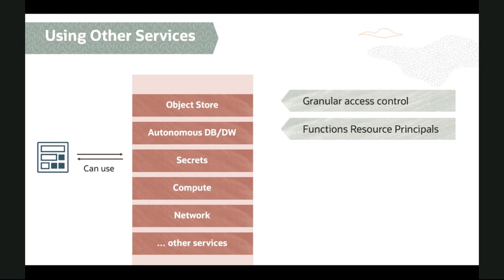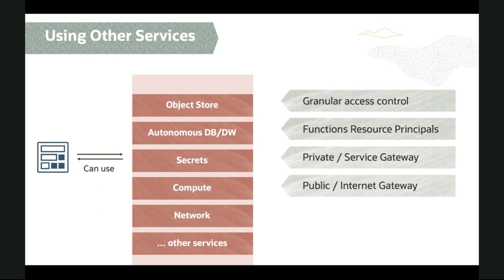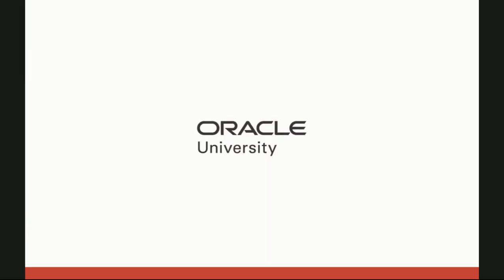For example, if a function needs access to read an object storage bucket, you can put the function in a dynamic group and create a policy to allow that dynamic group to read files from that object storage bucket. Functions can access any service in OCI using a private subnet and the service gateway. Similarly, to access a public service, you can have an internet gateway in your VCN and subnet configuration.